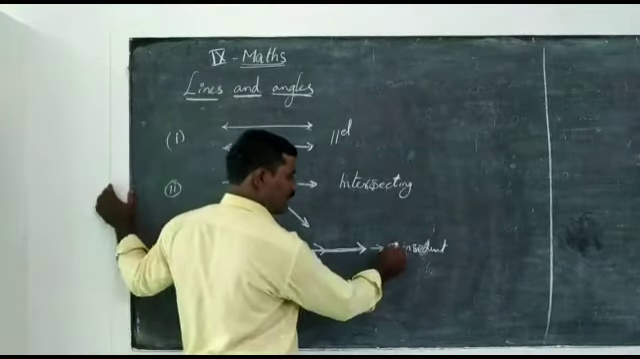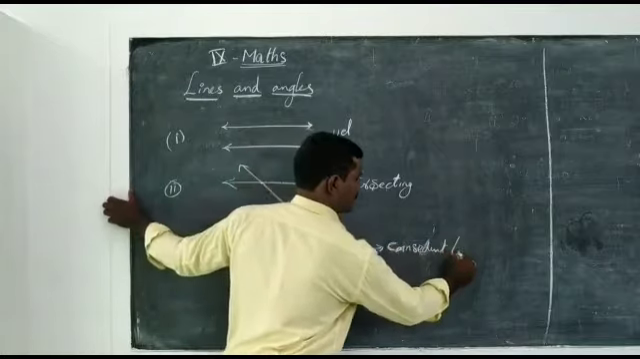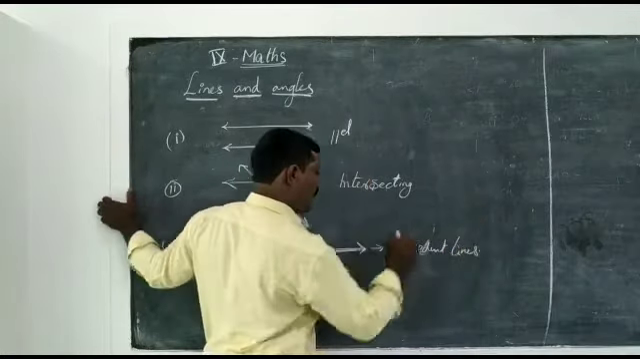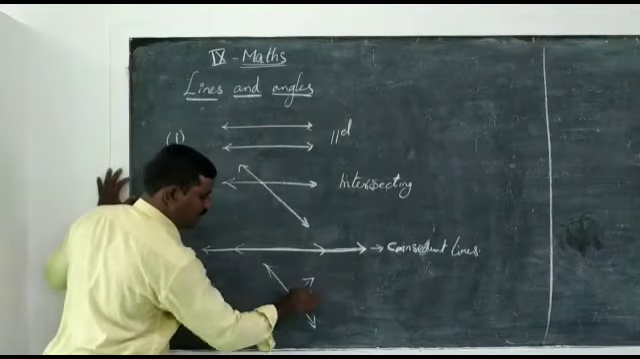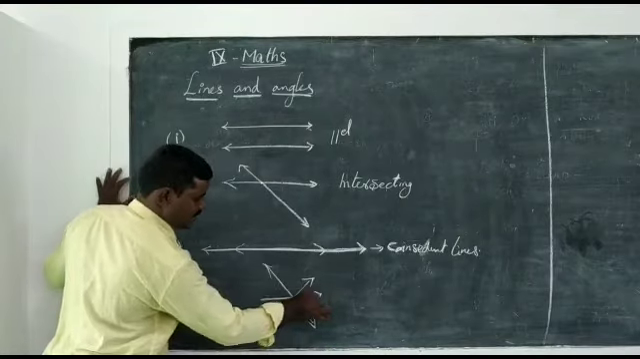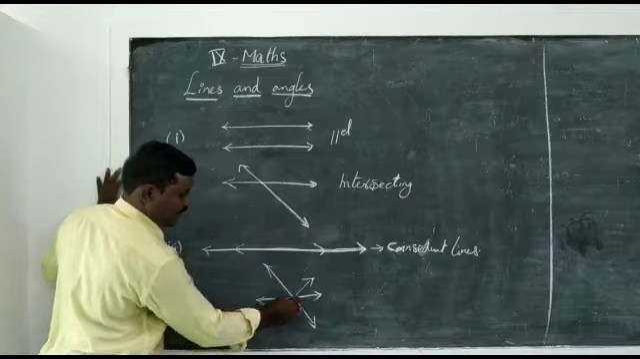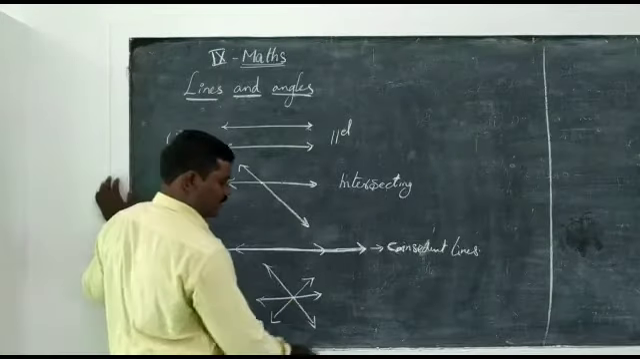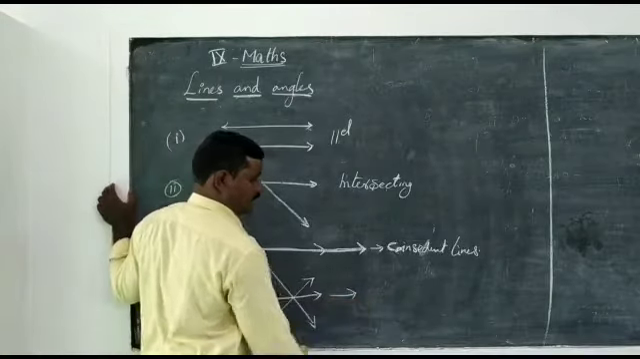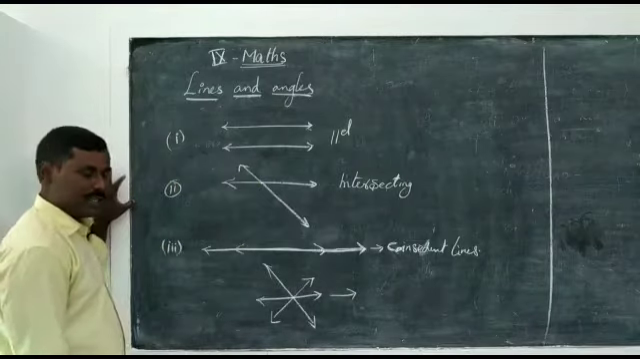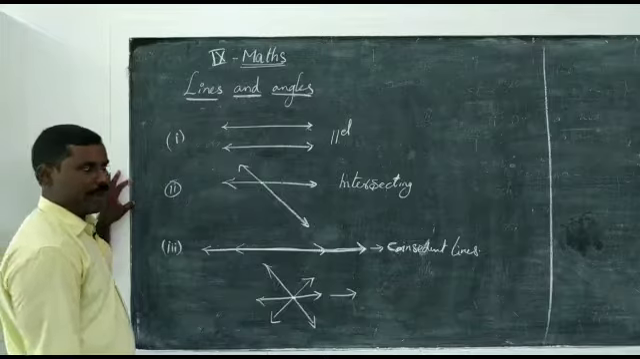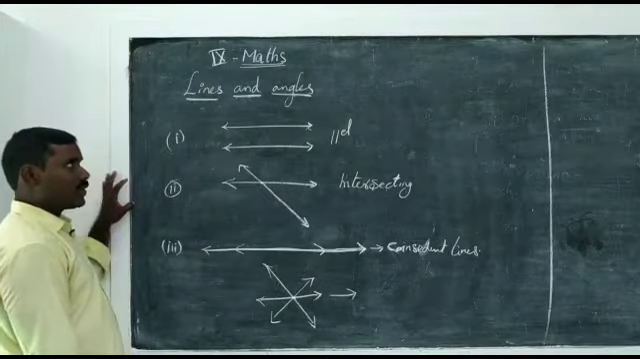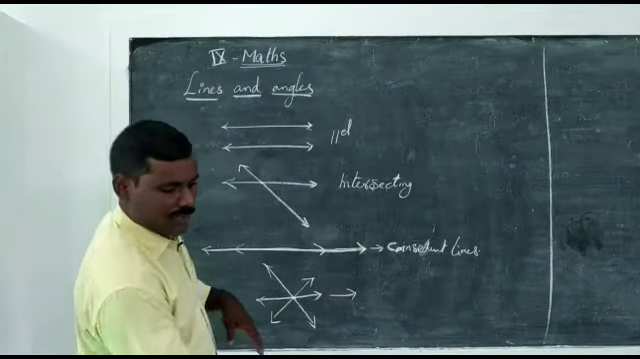These lines are called the coincident lines. If you take three or more lines intersecting at only one point, then these lines are called the concurrent lines. This point is called the point of concurrence. Now we are going to exercise 4.1.